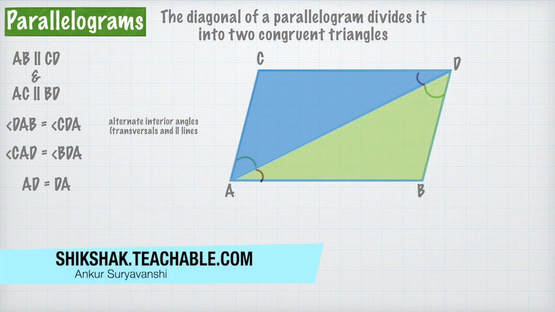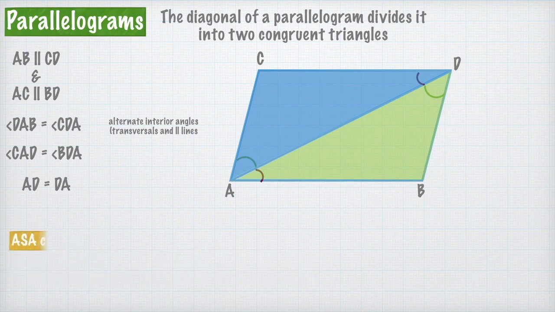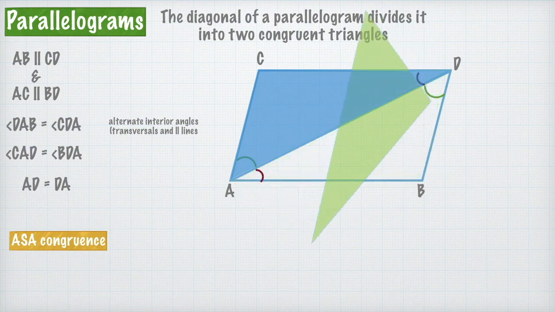Not only that, I see that AD is a common base for both triangles ACD as well as ABD. That means AD is also the same for both the triangles. That means for these two triangles, two angles are equal and the included side between the two angles is also equal. That means angle side angle congruence kicks in and therefore the two triangles are congruent to each other.